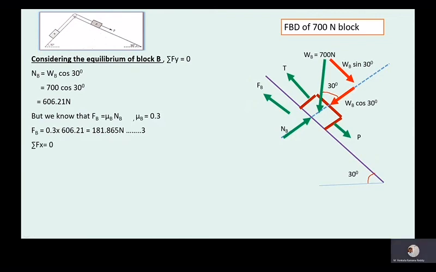Then we consider the summation of the forces along the incline is equal to 0. What are the forces along the incline? P, WB sin 30, T and FB. Here rightward forces positive, leftward forces negative. Then P plus WB sin 30 is equal to T plus FB.